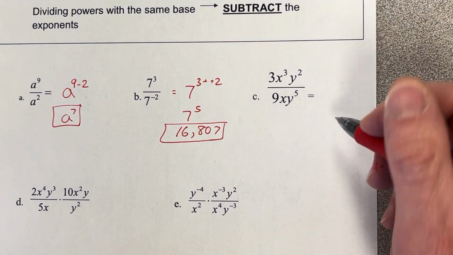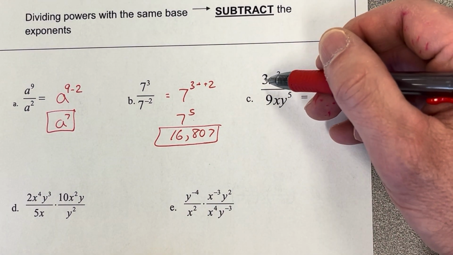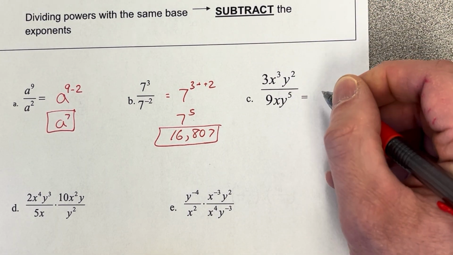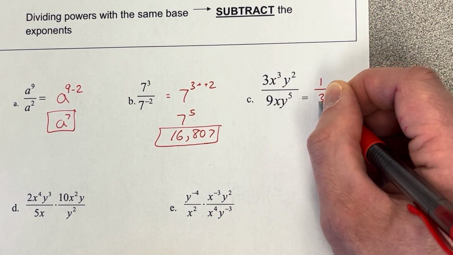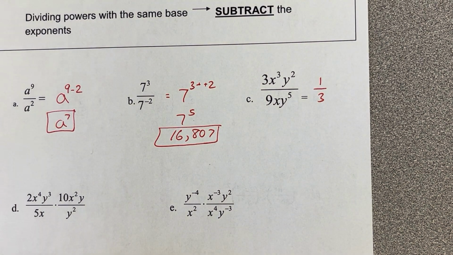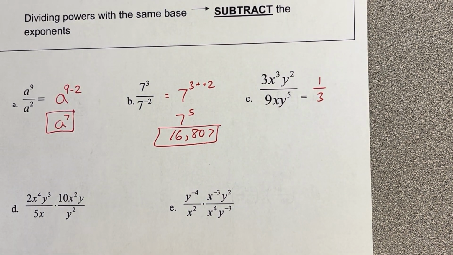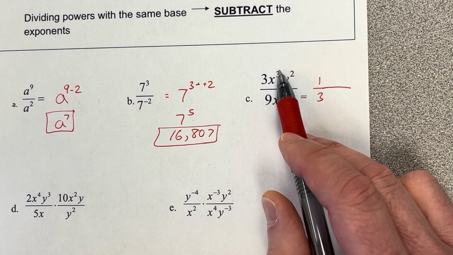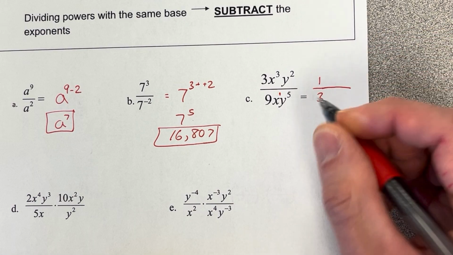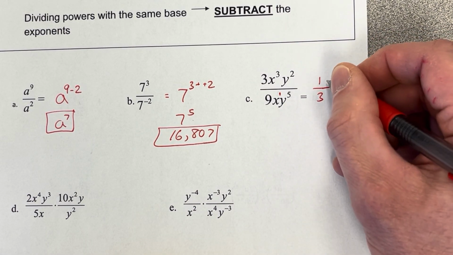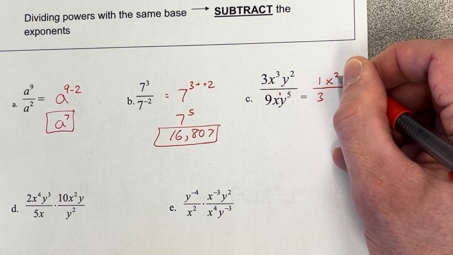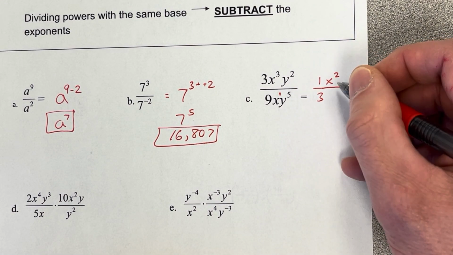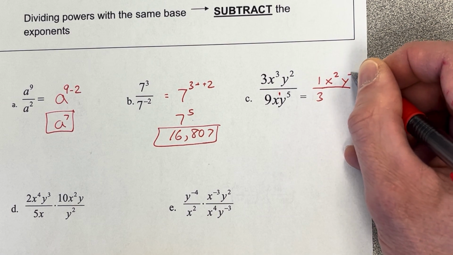All right, so then right here, be careful. 3 and 9 are not exponents. They're just numbers. And they reduce to 1/3. So I have a fraction that I'm dealing with here. So I'm going to start thinking about numerators and denominators for the rest here. This x to the 3rd and this x to the 1st, subtract the exponents, and the result's going to go on top. This y to the 2nd, y to the 5th, subtract the exponents, the result goes on top.